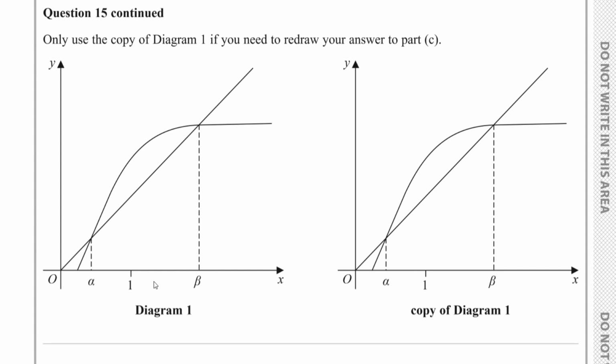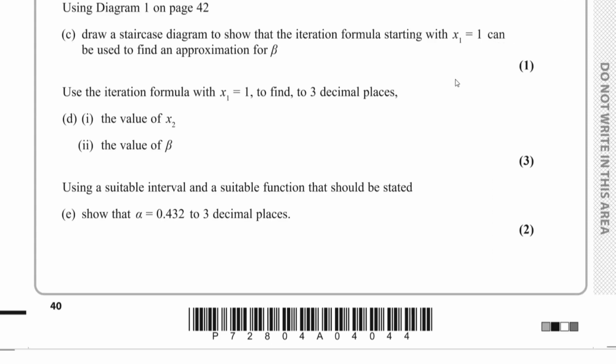So here is diagram 1. We start off with x1 equaling 1, and then we go to the curve, then we go to the line, then we go to the curve, then we go to the line, then we go to the curve, then we go to the line, and eventually we converge towards x equals beta.